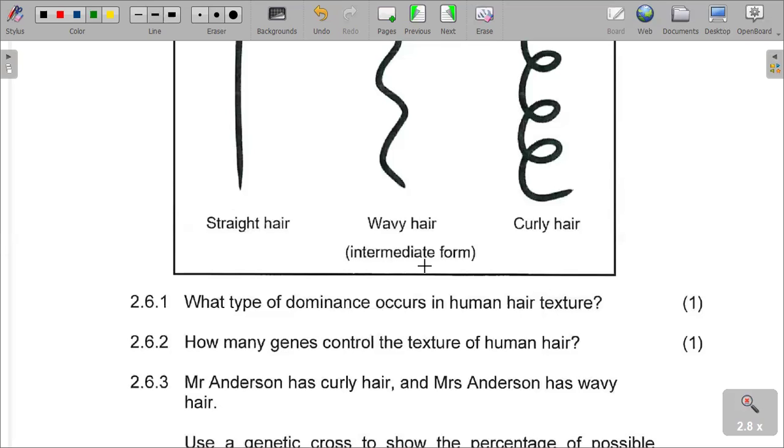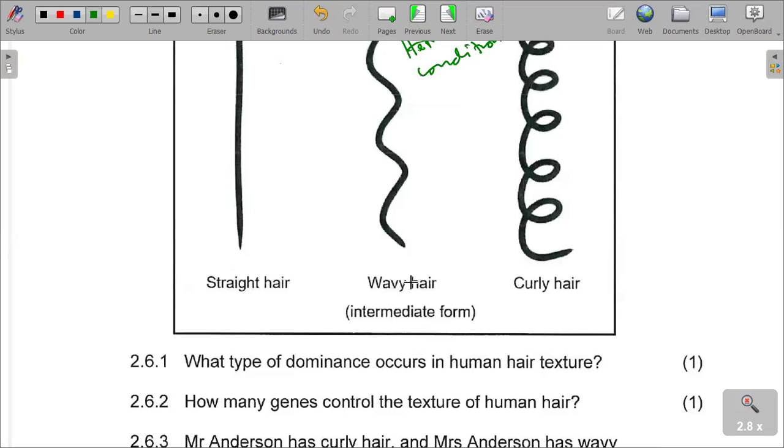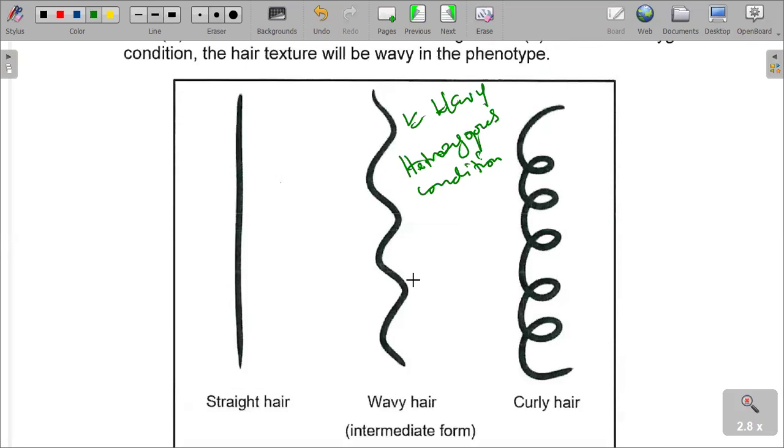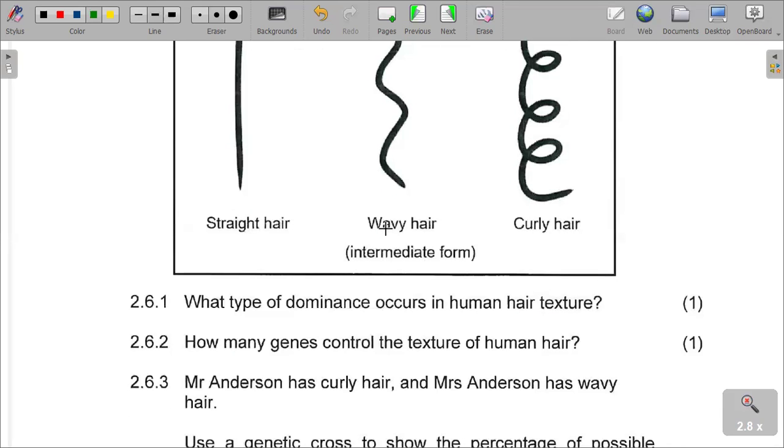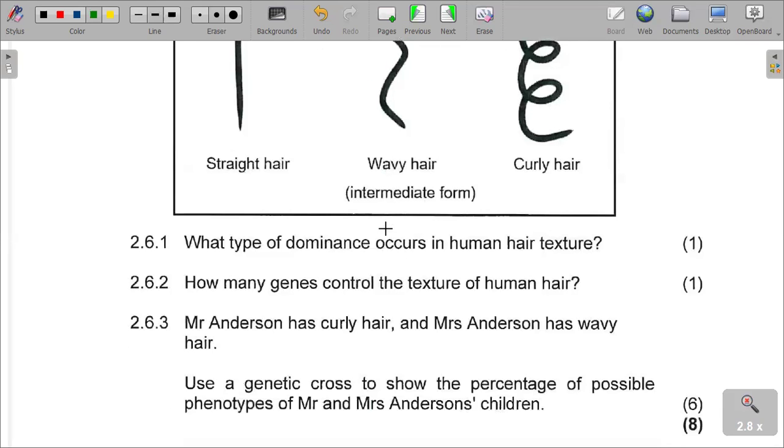In this case, we have the formation of a heterozygous, where we are having our wave here. So in this case, this is a what? An incomplete dominance. Incomplete dominance is represented there.